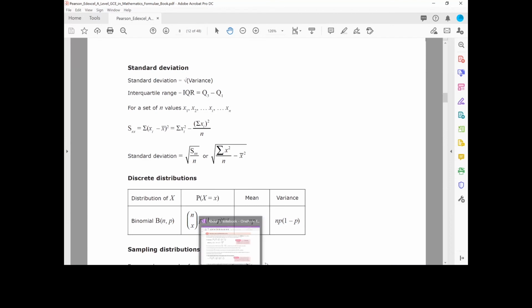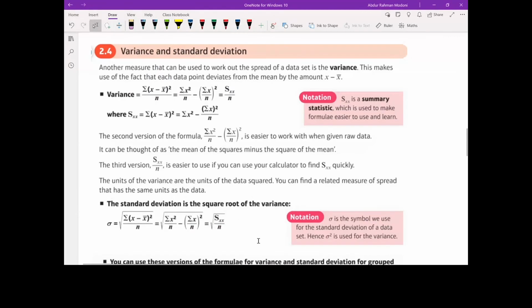So where is the grouped frequency one? Well, you have to actually learn it yourself. So let me just highlight what was given to us in the formula book. It was essentially this.